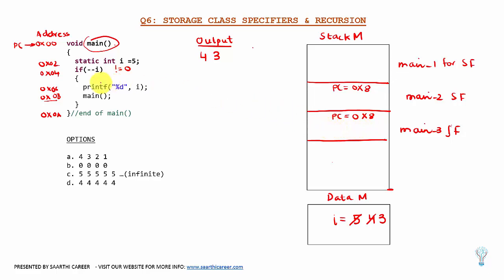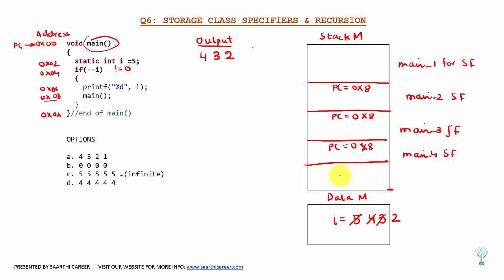And then it comes here, again sees the statement, it ignores the statement, if of minus minus I not equal to 0. So I is 3 right now, minus minus would change it to 2, and is 2 not equal to 0? Yes, it is not equal to 0, and it sees a print statement after that. It goes and prints 2, and then it calls main again. So we call the main again, stores the return address, and here this is the 4th instance of main, and this is the stack frame of main 4.